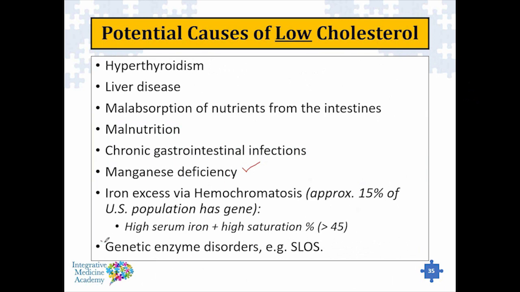There's a genetic disorder called SLOS. And then iron excess, a condition called hemochromatosis, which affects more than 1 million people in the United States. It's an iron overload condition where people absorb too much iron. That can have a negative effect on total cholesterol.